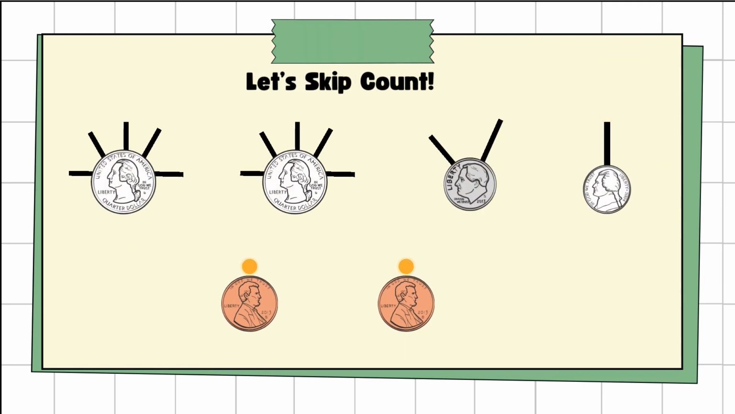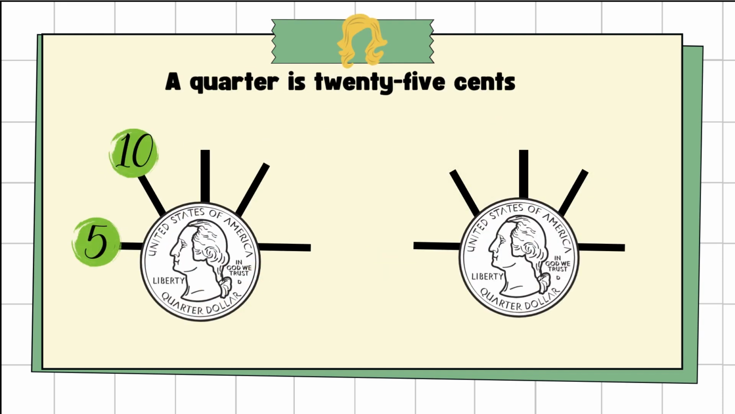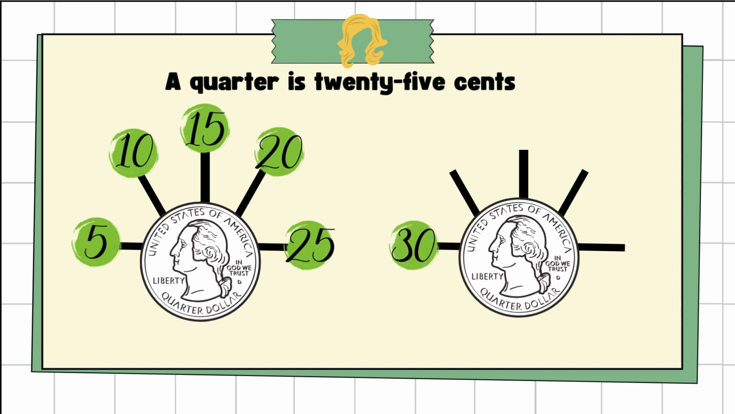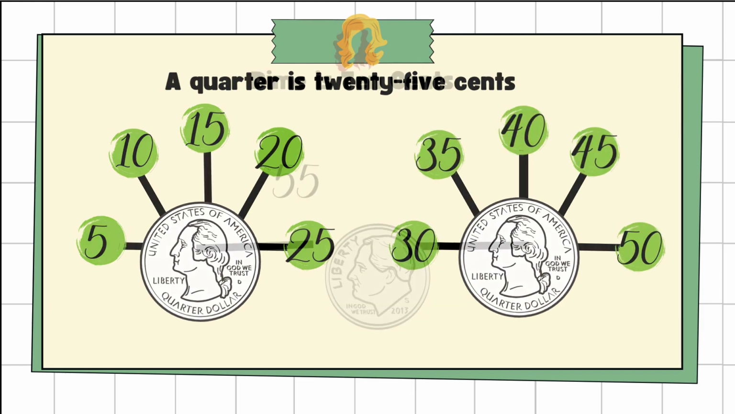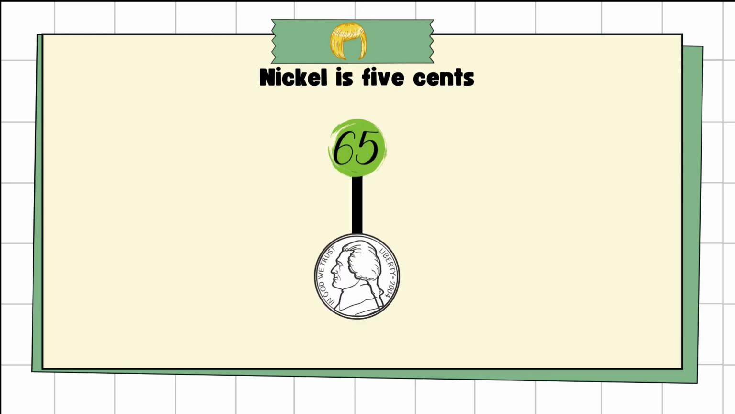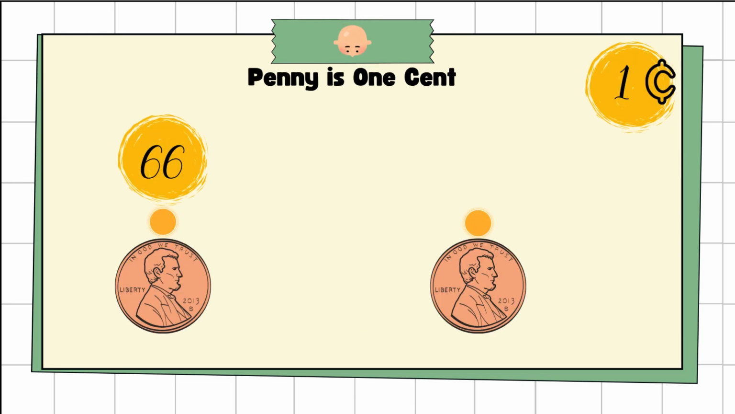Remember that you will skip count using the hair by 5s to count the quarter, nickel, and dime. The penny will be counted by 1. Let's start. 5, 10, 15, 20, 25, 30, 35, 40, 45, 50, 55, 60, 65, 66, 67. The value of our coins is 67 cents.